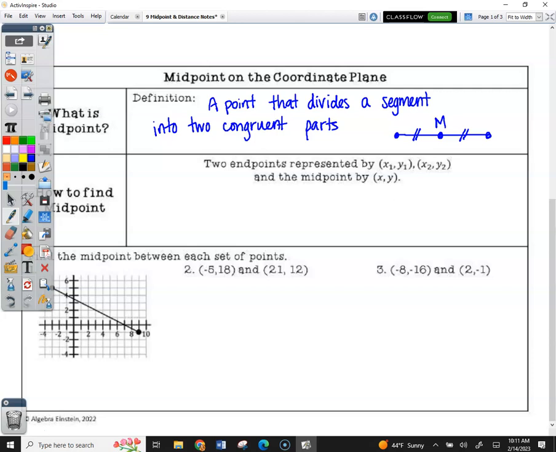Now, in terms of the formula for midpoint, I'm going to show you the formula. I want you to write it down. But then I need you to wrap your mind around what the formula is and not get caught up in the formula. Because it's the same concept that you just did at the top of the page. It's just now you have to do it with the x's, then you do it with the y's. That's all it is.